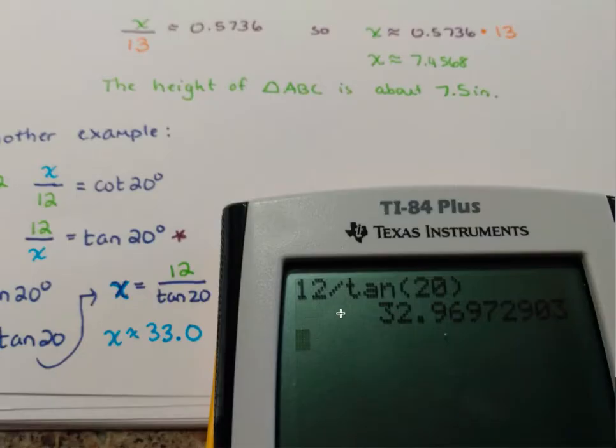So I type in 12 divided by tangent 20. Of course, make sure we're in degree mode. And that's what I get. So if I round to the nearest tenth, that means x is about 33.0. The 6 rounds that to 10, and that's why we put the 0. We're showing that we rounded to the tenths place even though it rounded up to 33.